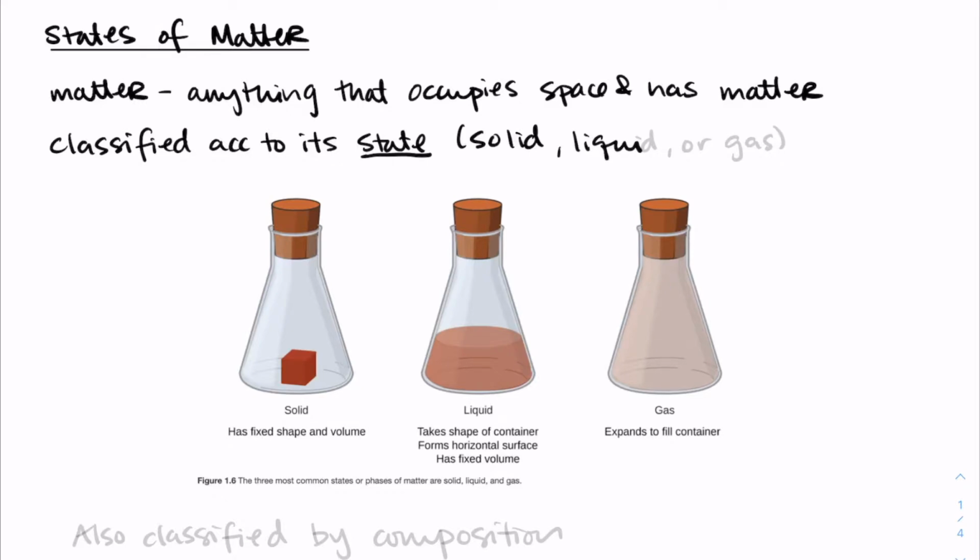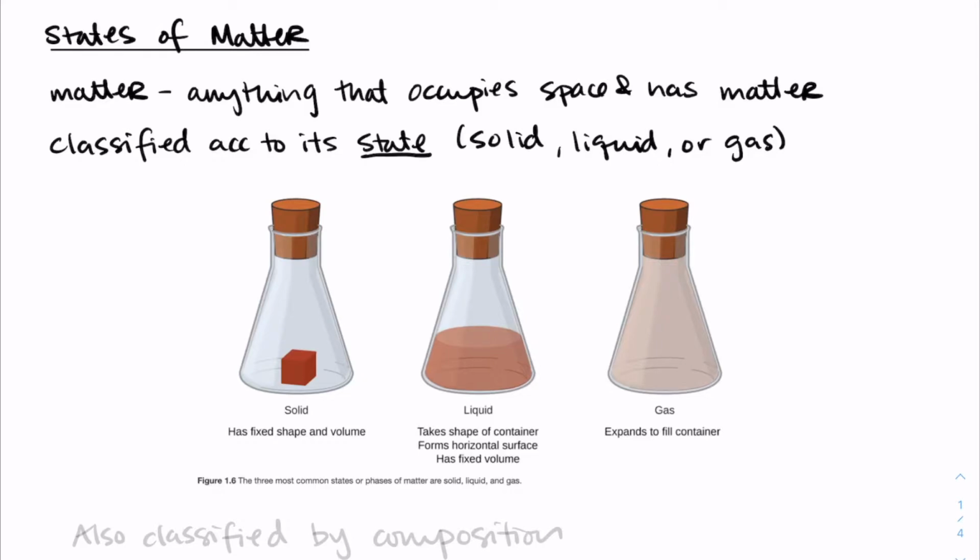A liquid will have a fixed volume, but the shape of it will change depending on the container that you put it in. A gas does not have a fixed volume or a fixed shape. So, in this same kind of container, a gas would expand to fill the entire container. We can also classify matter by its composition.